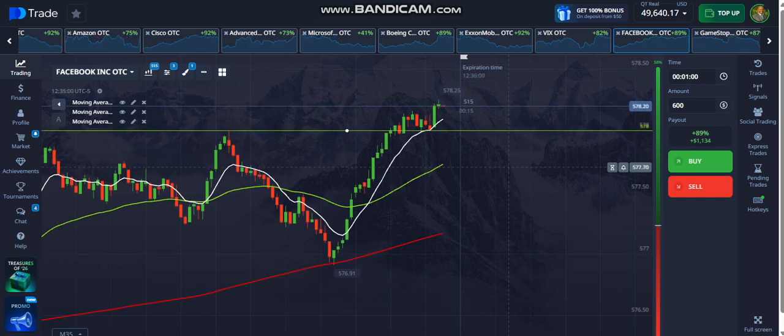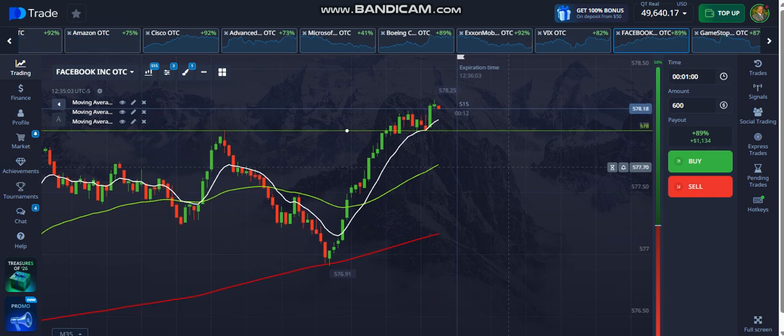One thing I wanted to mention, make sure that when you do these trades, you're either trading the London session or the New York session, because you need price action in the stocks.